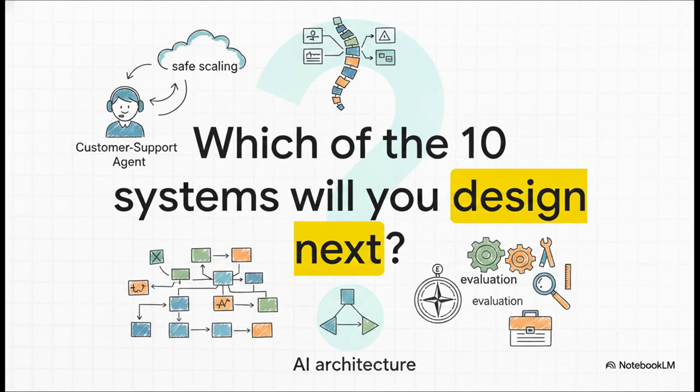You've scoped the problem, applied the 5-layer spine, centered your evaluation, and safely scaled a customer support agent. By mastering this single, repeatable framework, you're no longer just memorizing whiteboard architectures. You're practicing sound, scalable engineering judgment. So, with this incredibly powerful toolkit now in your hands, what complex AI system are you going to architect next?